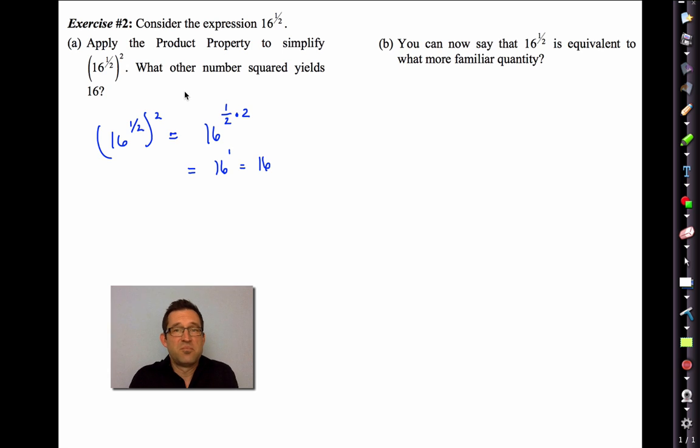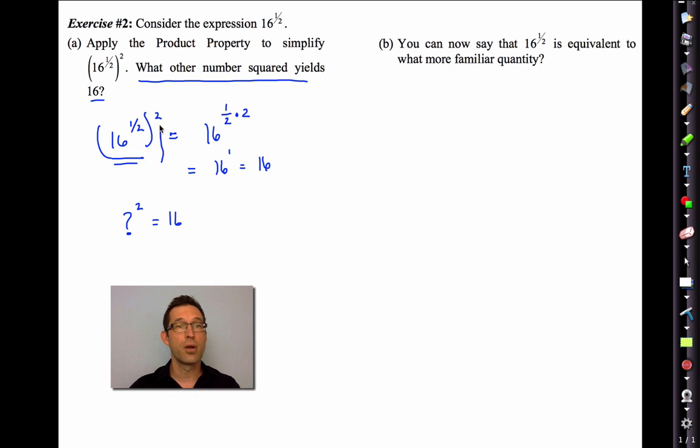All right, so what, right? Well, so what is that this follow-up question, what other number squared yields 16? So what other number, when we square it, equals 16, right? Because, I mean, that's what we're doing here. We're taking a number, we're squaring it, and we're getting 16. Well, 4 squared is also 16.